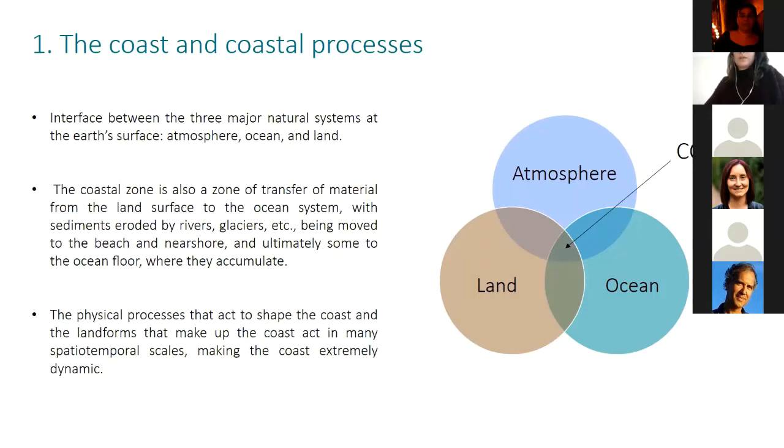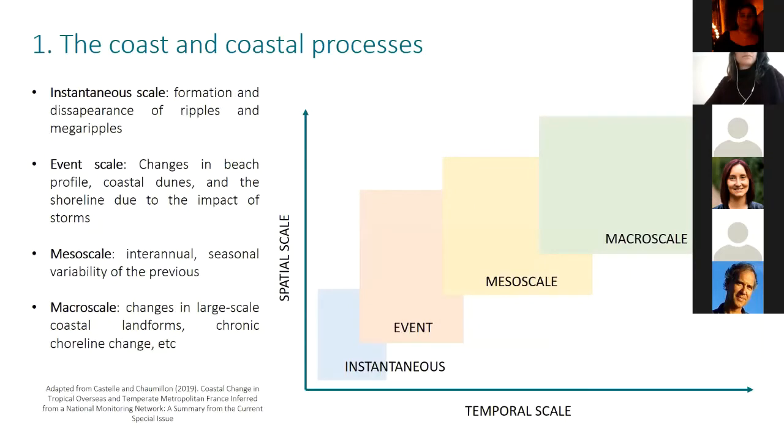So in the coastal zone, there are many physical processes that act at very different temporal and spatial scales. All of these temporal and spatial scales make the coast an extremely dynamic environment. For example, the scales can go from the instantaneous scale to the macro scale. Examples of coastal processes acting at the instantaneous scale would be the formation and disappearance of ripples or megaripples on the beach.